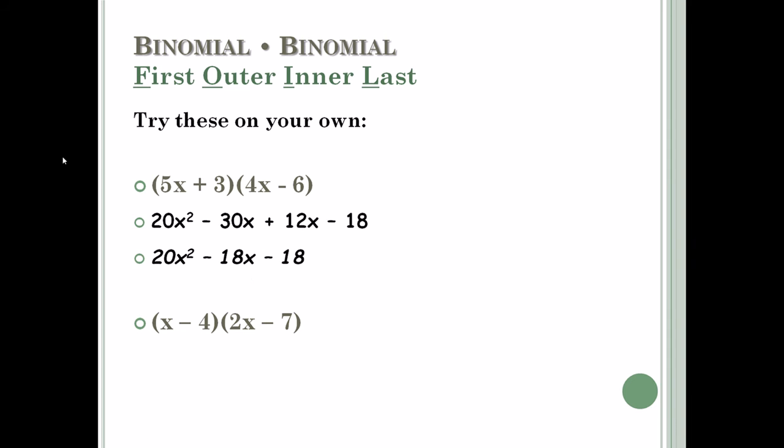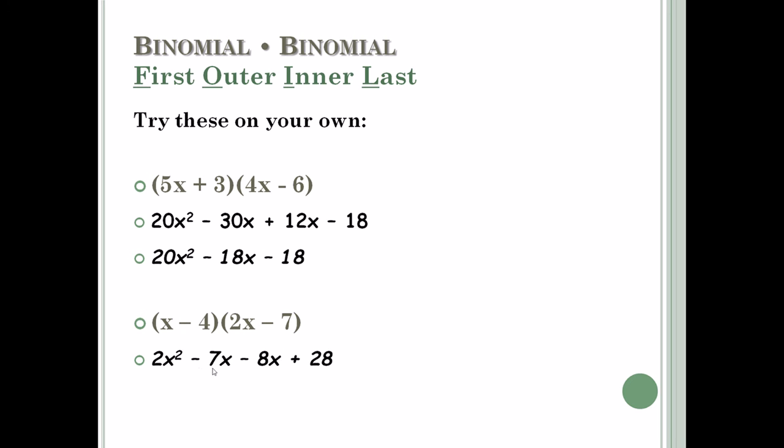Ta-da! Okay, first terms, we're on the next one. X times 2x is 2x squared. Outer, got the outside. X times negative 7, don't forget your sign, is negative 7x. Inside, that's negative 4 times 2 is negative 8x. And last, negative 4 times negative 7 is positive 28.